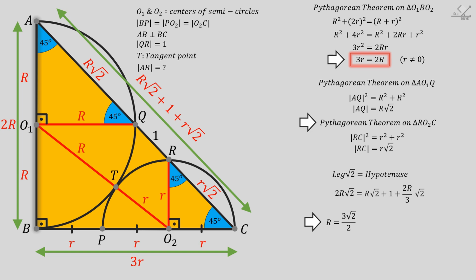Since we are asked the diameter of the large semicircle, that will be 2r, and our answer will be 3 times root 2 units.